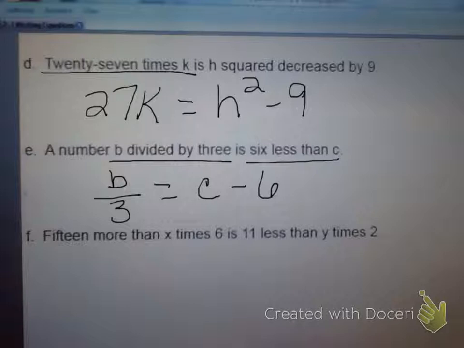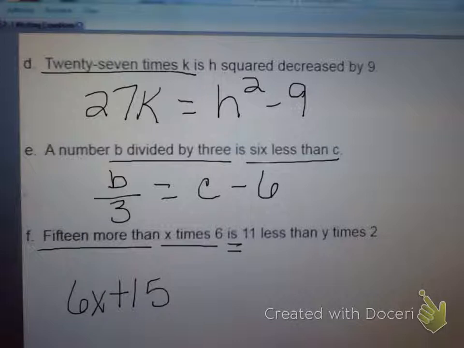D, 15 more than x times 6 is 11 less than y times 2. 15 more than, that's going to be plus 15. X times 6, that's 6x, and it goes in the front. Stands for equal 11 less than y times 2. Y times 2, that's 2y. And I have to subtract 11, so that's 2y minus 11.